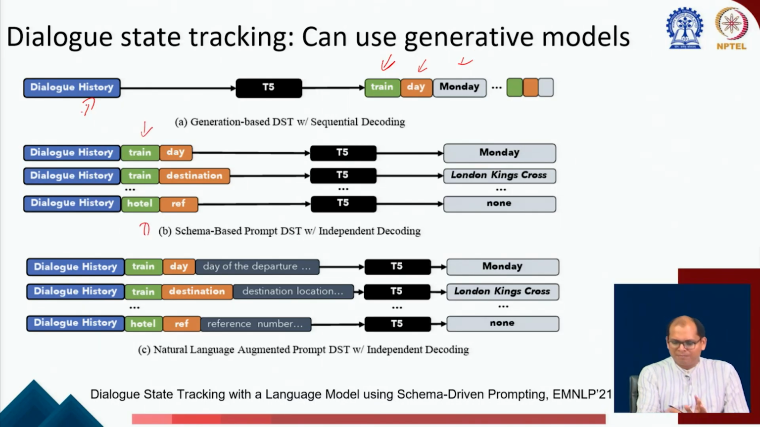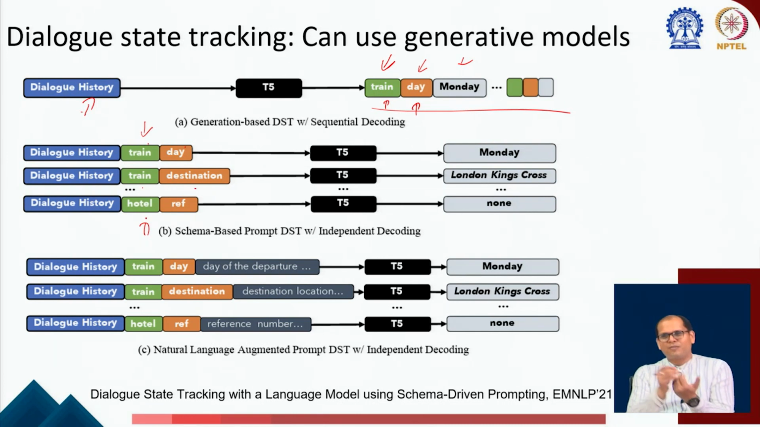So, given the input you generate everything, that is one possibility, but you can also do schema based prompting. You can prompt it with respect to each domain and each slot. You can say, okay, for train and day what is the value in the given history, train and destination what is the value, another one hotel and reference. So you will prompt it for all possible domains, all possible slots, and get the outputs.